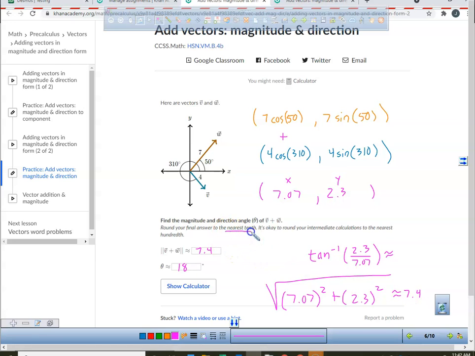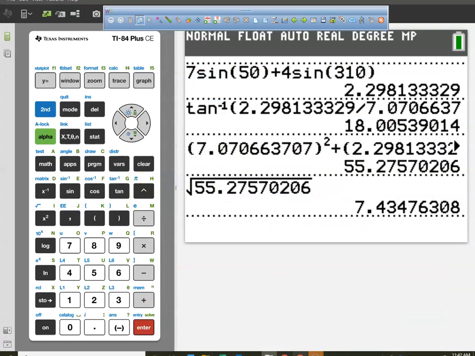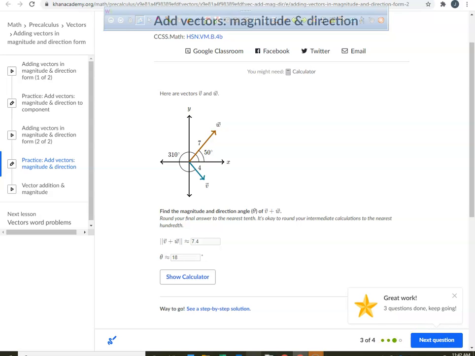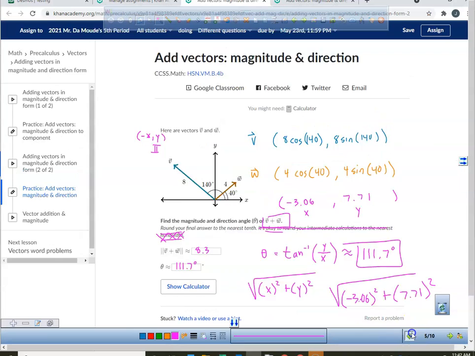So I'm going to round my answer to the nearest tenth, but only at the very end. It's not okay to round things to the nearest hundredth because some of my students are doing that and they're not getting the right answer. So I'm just doing it at the very, very end. 7.4 and 18. Hold on, 7.4 and 18. Nailed it.